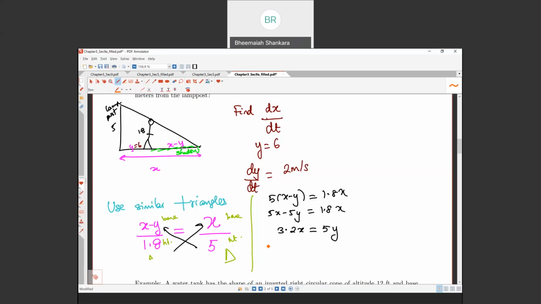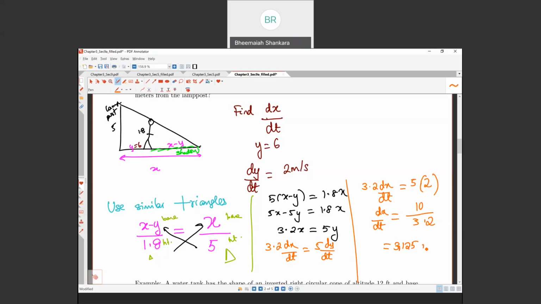So let's differentiate. 3.2 dx over dt equals 5 times dy over dt. Now you have 3.2 times dx over dt. We are given the dy over dt ratio, which is 2. So dx over dt will be 5 times 2, which is 10, divided by 3.2. So this will be 3.125 meters per second.